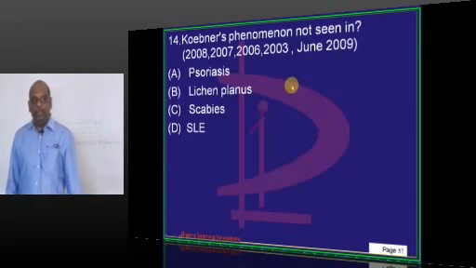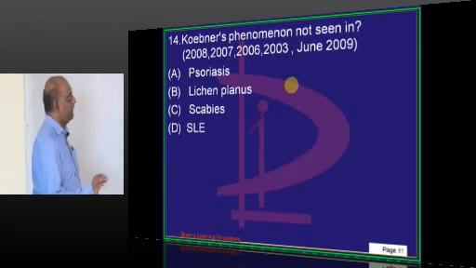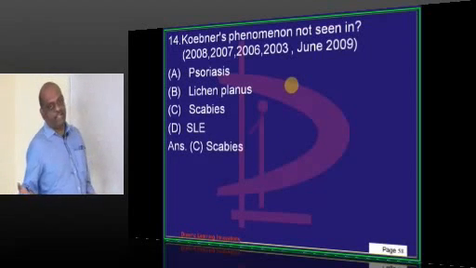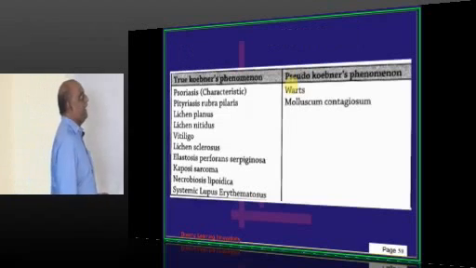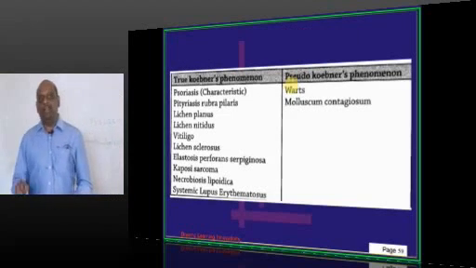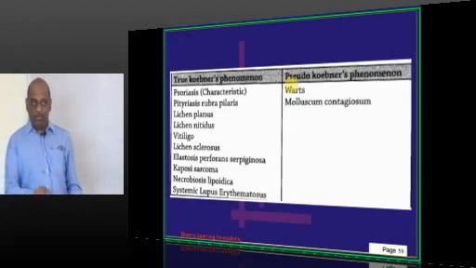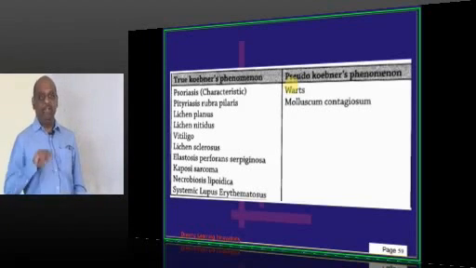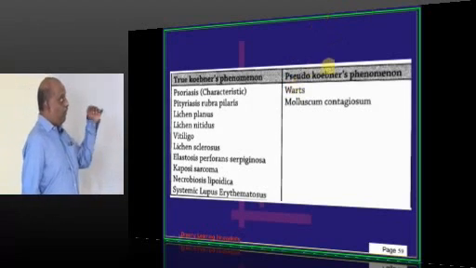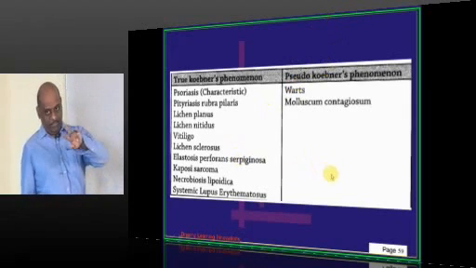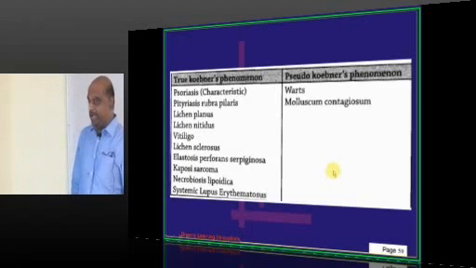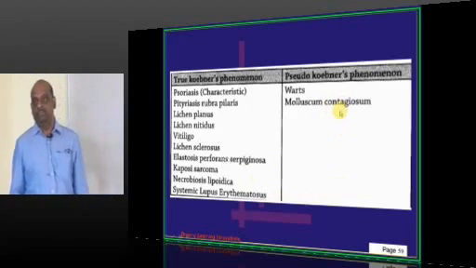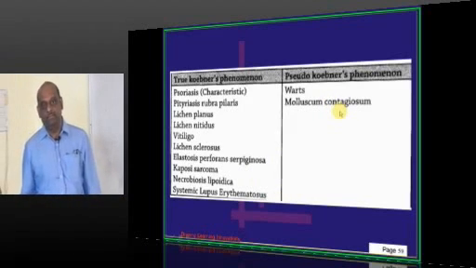Now, Koebner phenomenon, once more. Where is it not seen? Typically, it is not seen in scabies, but in psoriasis, lichen planus. Here comes an interesting question. There is a Koebner phenomenon, pseudo-Koebner also will be there. So, where do you find pseudo-Koebner? Warts and molluscum contagiosum are the two conditions where there is a pseudo-Koebner.